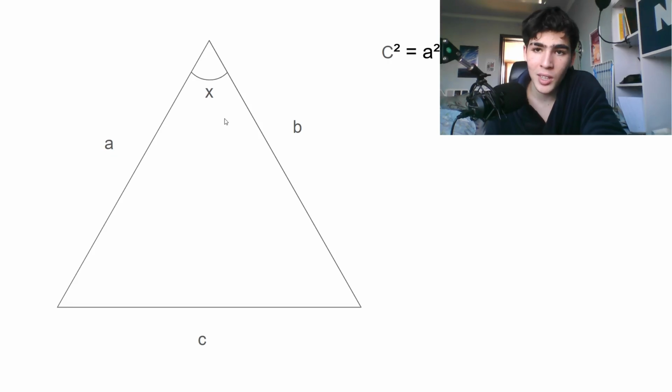The law of cosines states that in a triangle, the length of the side opposite an angle, squared, equals the length of the adjacent side squared plus the other adjacent side squared, minus 2 times the first adjacent side times the second adjacent side times the cosine of that angle.